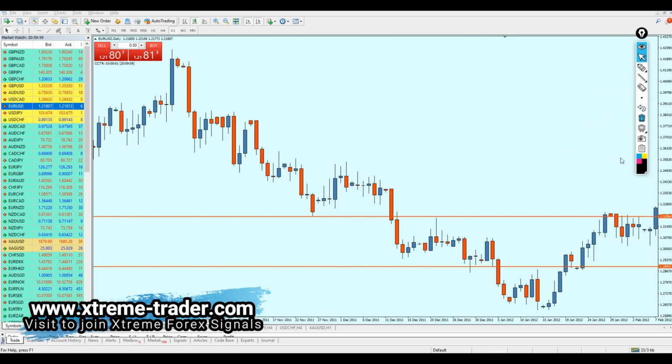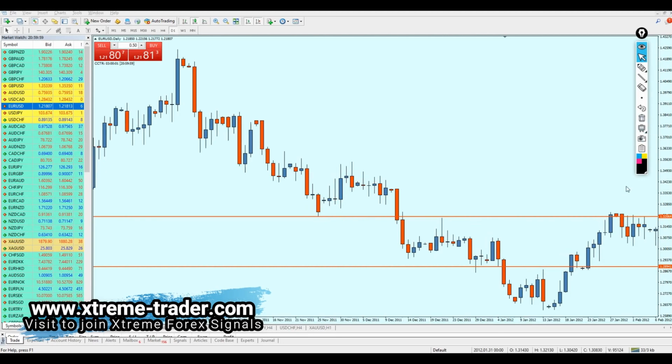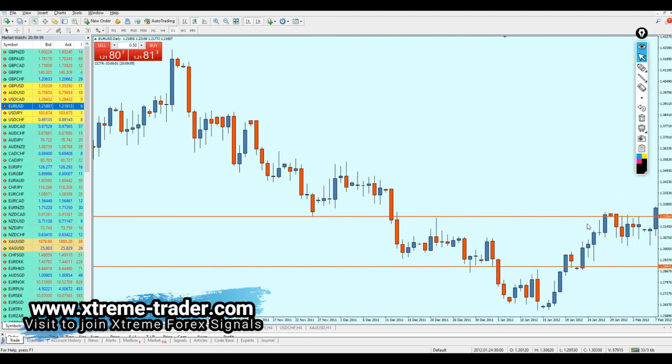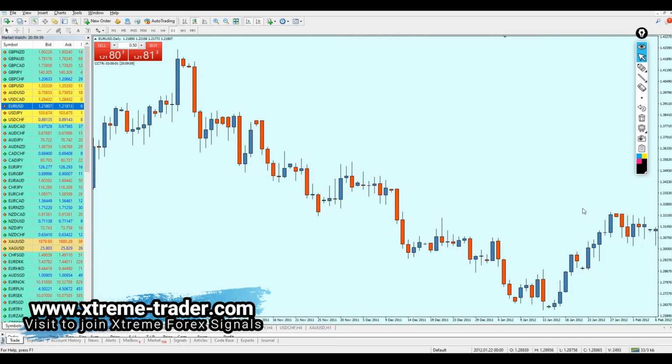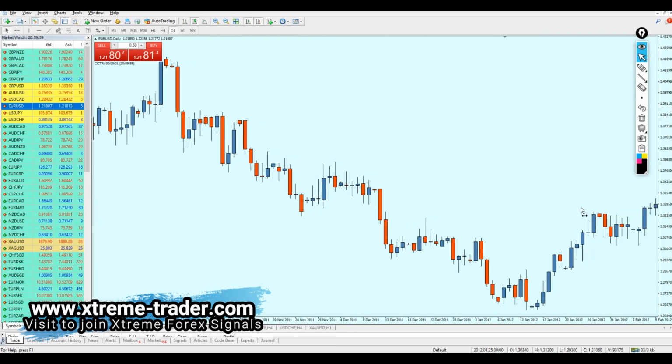All right, let's continue. So let me just scroll more to the right. Let me delete this. And let's see if we can predict the market. Look at that, guys. The candle has appeared right here, but it didn't work. Why didn't it work?